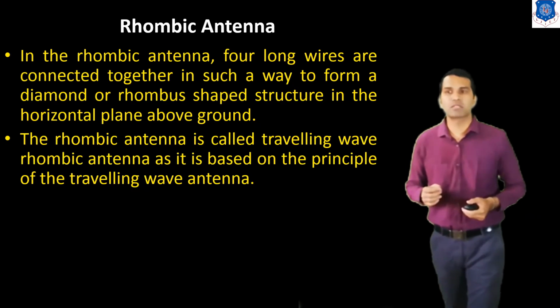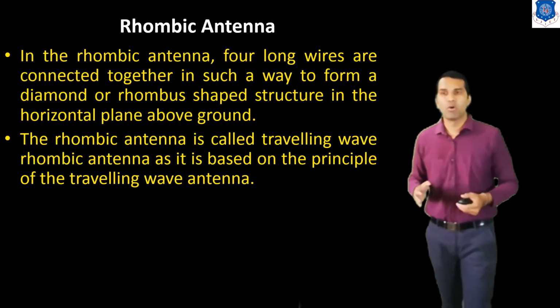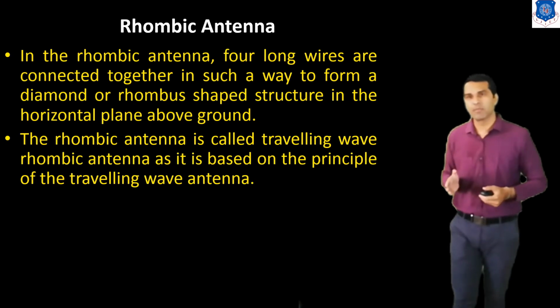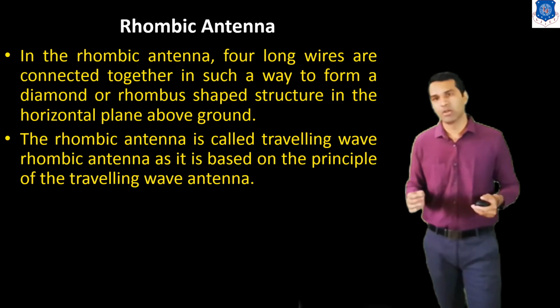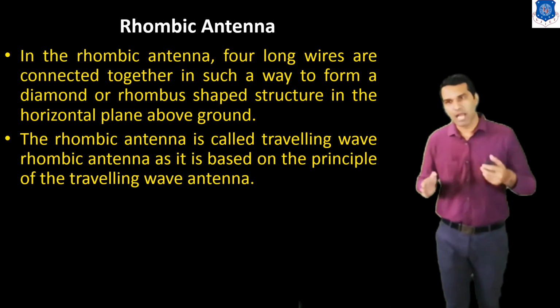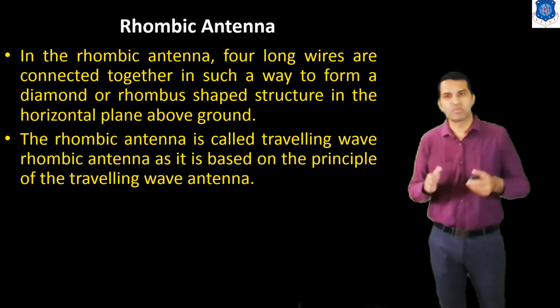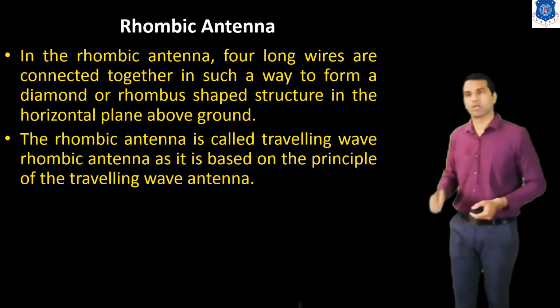shaped structure in the horizontal plane above the ground. So in this antenna, we have used four long wire antennas to construct a structure like a diamond, or its structure is like this, the rhombus in the horizontal plane above the ground.